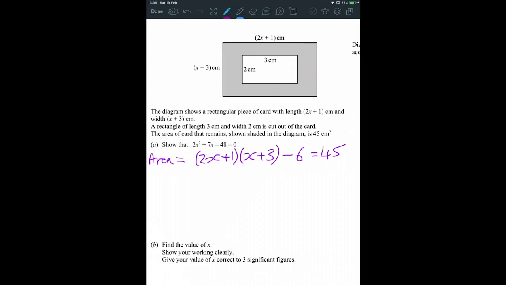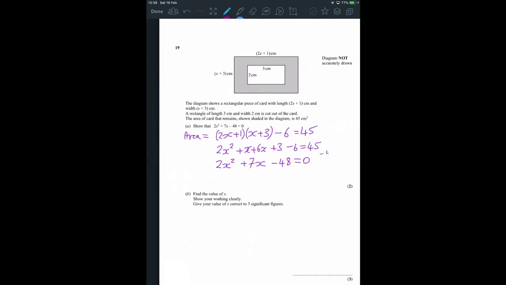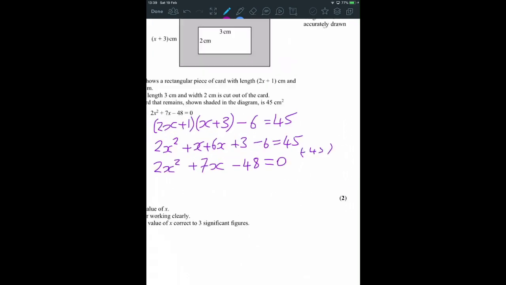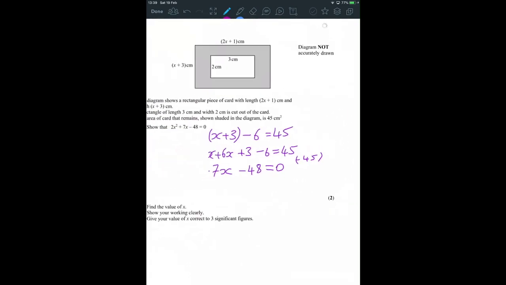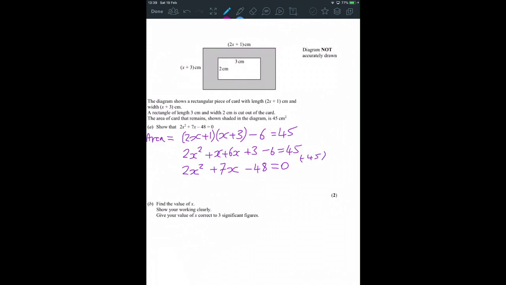I'm going to do a bit of simplification. We're aiming for a quadratic, so let's FOIL the double bracket, bring everything together on the left. I've got my 7x for my x and 6x, a plus 3, a minus 6, and I also need to subtract the 45 to get the minus 48 as the question stated. I'm going to just give the examiner a pointer. I did remember to subtract the 45, I haven't just cheated by looking at the show that.